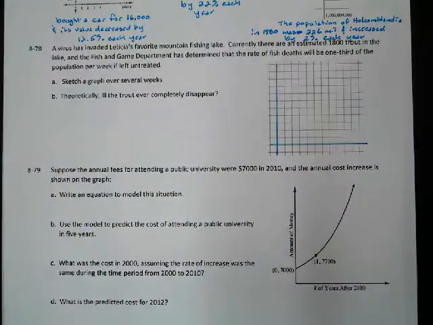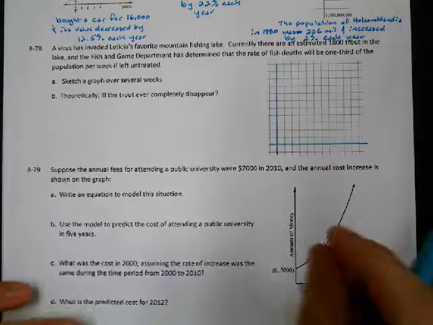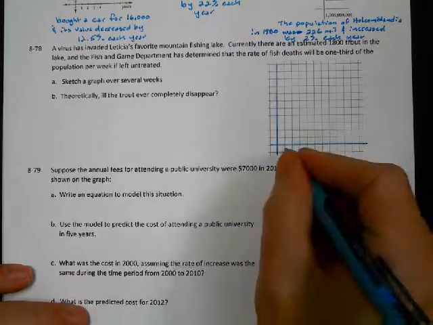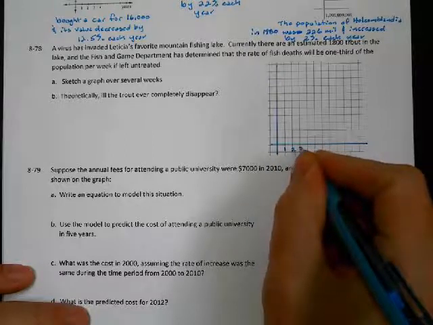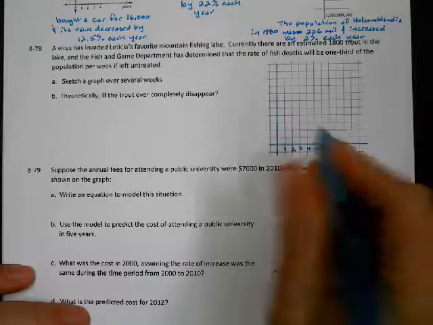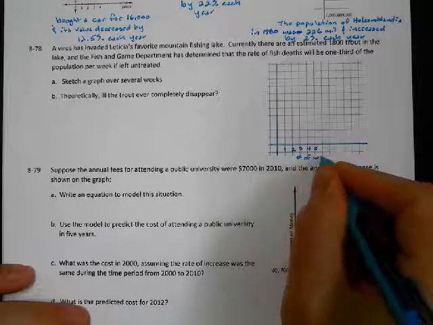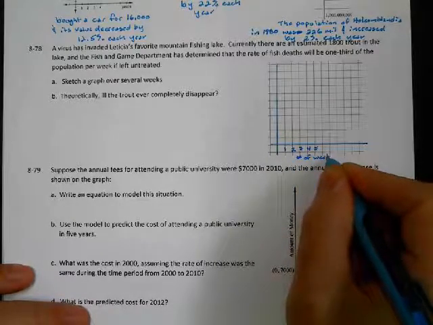So week 0 would be before the virus is attacking them. So then this would be the first week, second week, third week, fourth week, fifth week, and so forth. So this is the number of weeks since the virus started attacking. And this will be the number of trout.